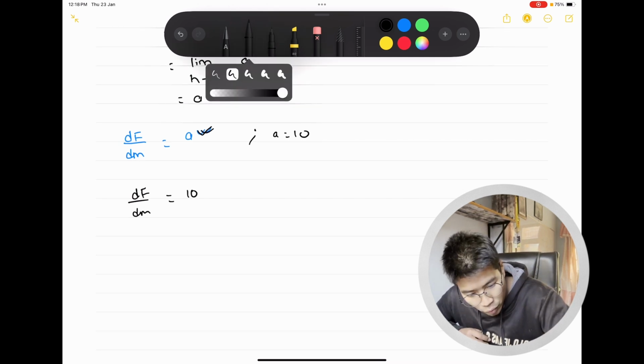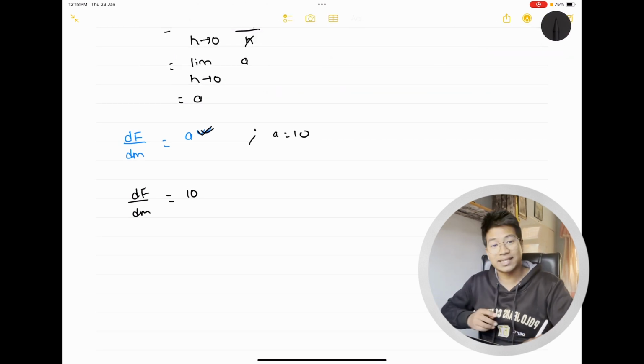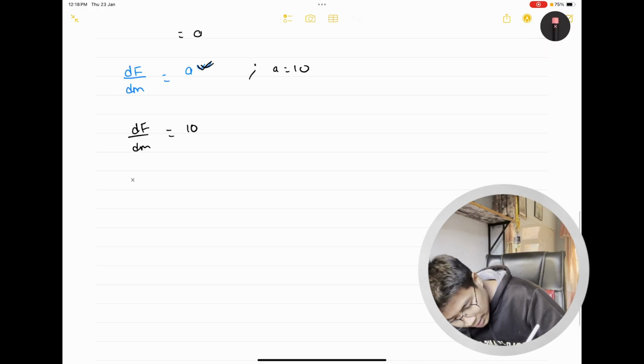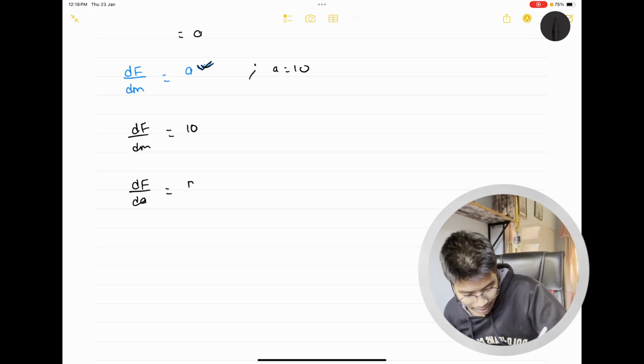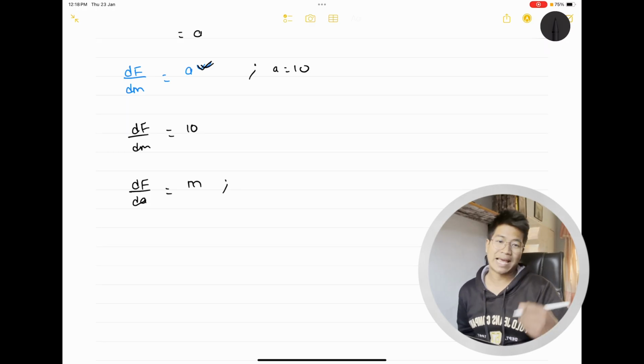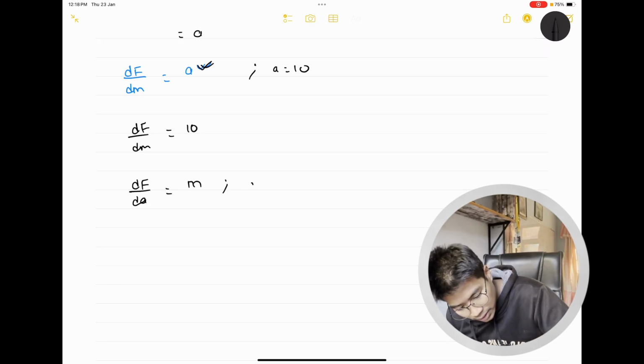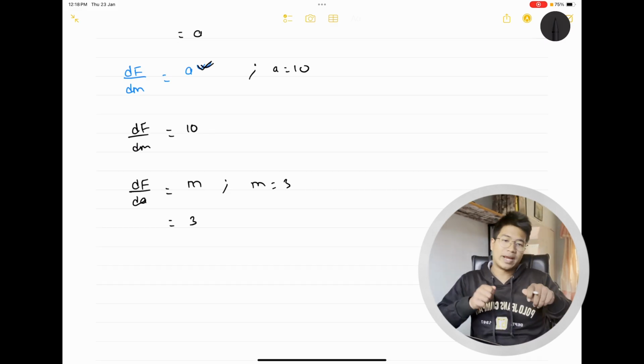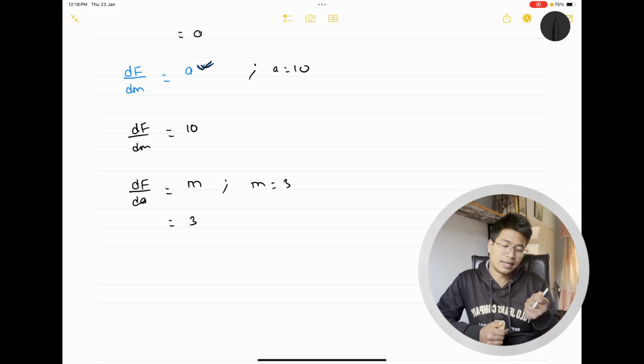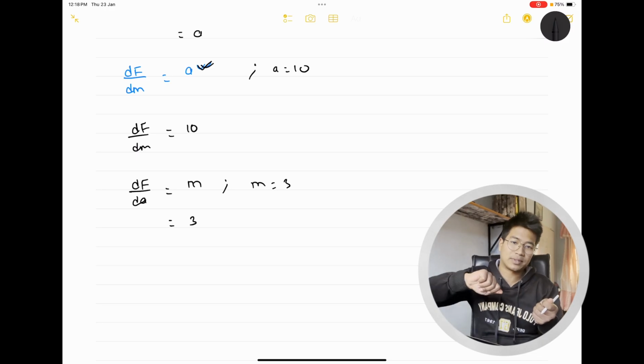And you can go ahead and do this for acceleration as well. So that is df by da, and you'll get out m, because m has to be held constant if you want to do it for acceleration. So let's say if m was 3, then that would be 3. So what that means is for every 1 step you take in acceleration, your force would increase by 3 steps.